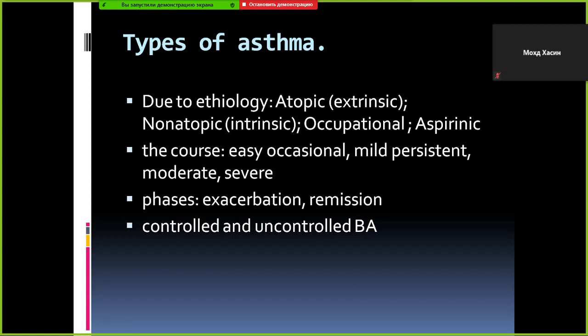Classification of bronchial asthma. Bronchial asthma is divided due to etiology into atopic or extrinsic and non-atopic or intrinsic. Also occupational and aspirinic. According to the course of bronchial asthma, it is divided into easy occasional, mild persistent, moderate persistent, and severe persistent. According to the phases, it is divided into exacerbation and remission of bronchial asthma. And the last very important classification, controlled and uncontrolled bronchial asthma.